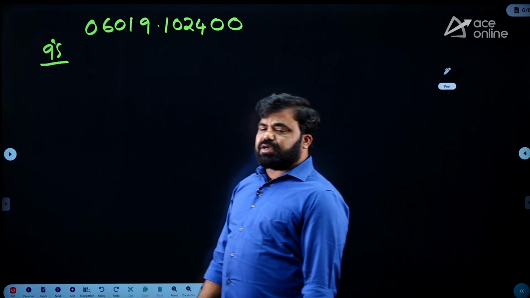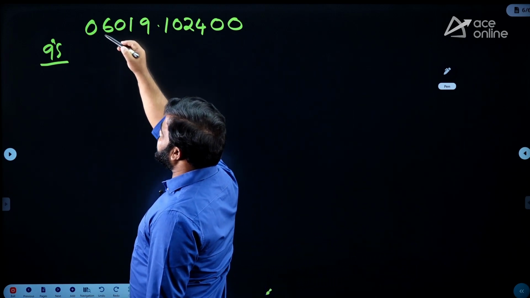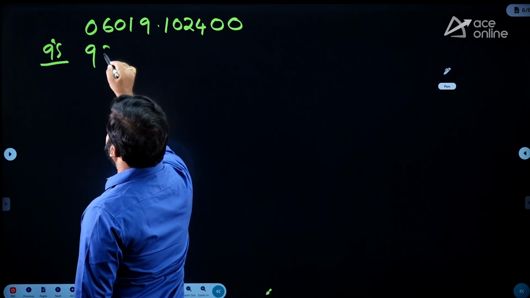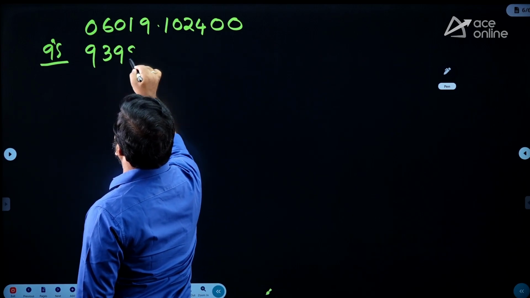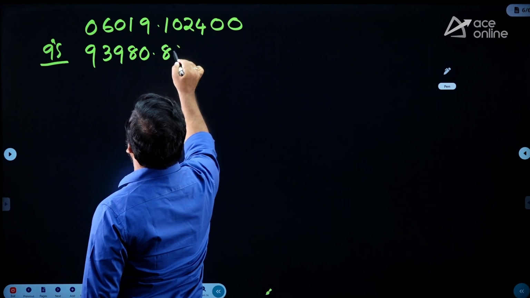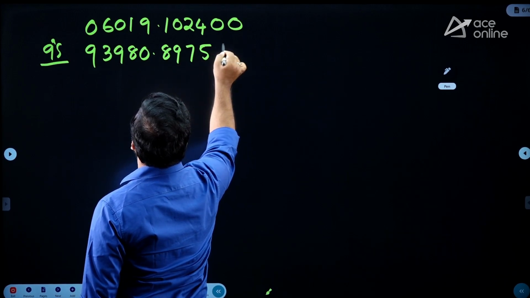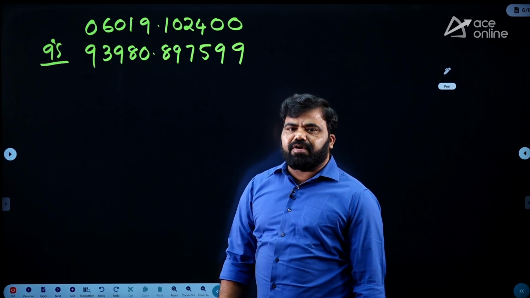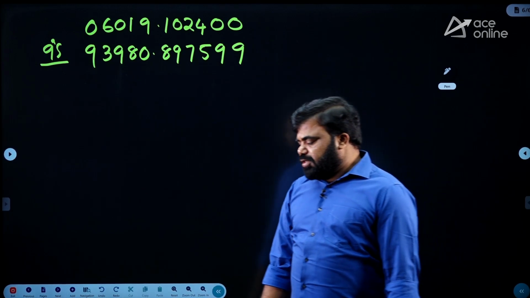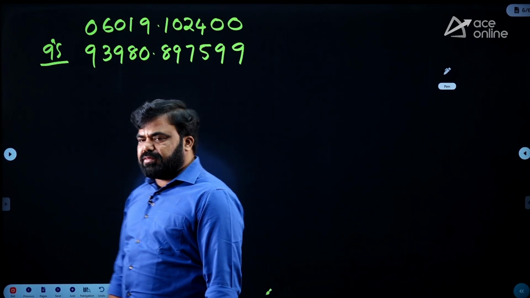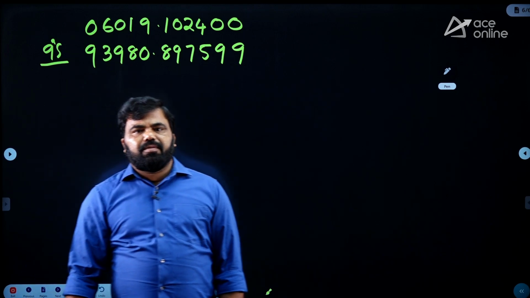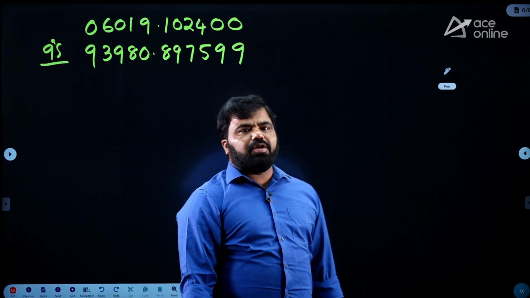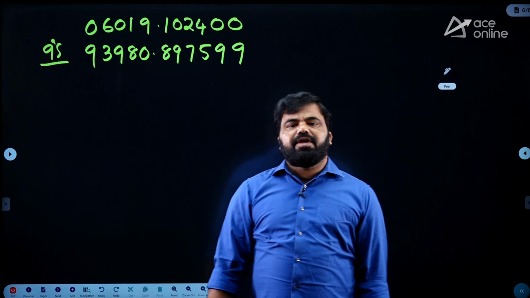Then subtracting all the digits from r minus 1 itself. What is it here? 9, 3, 9, 8, 0, 8, 9, 7, 5, 9, 9, 9. What is this here? 9's complement of the given decimal number. What have we done here? Subtracting all the digits from 9 itself, because 9's complement is the r minus 1's complement of a decimal number.